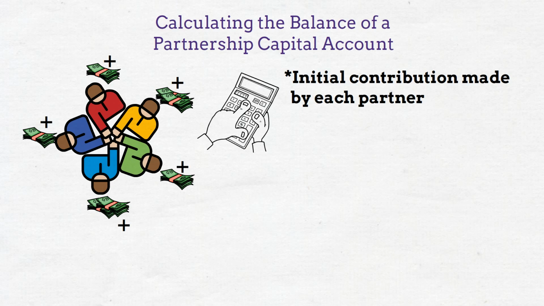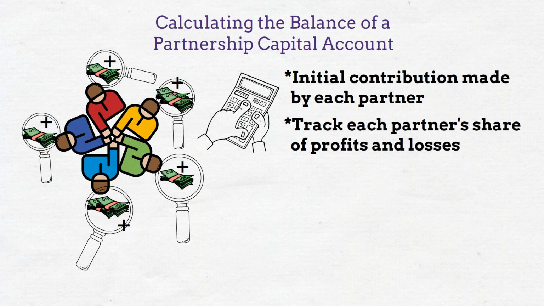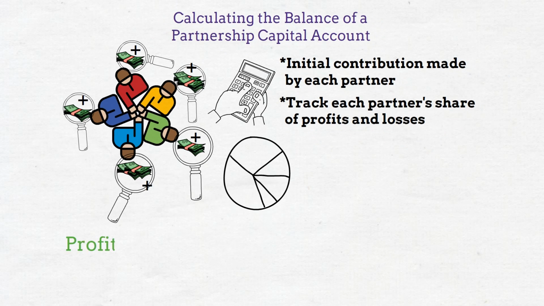Next, you must track each partner's share of profits and losses. This is typically done annually and is based on the partnership agreement. The allocation of profits and losses can be based on various factors, such as the percentage of ownership or the level of involvement in the partnership. Profits are recorded as a credit to the partner's capital account, while losses are recorded as a debit.